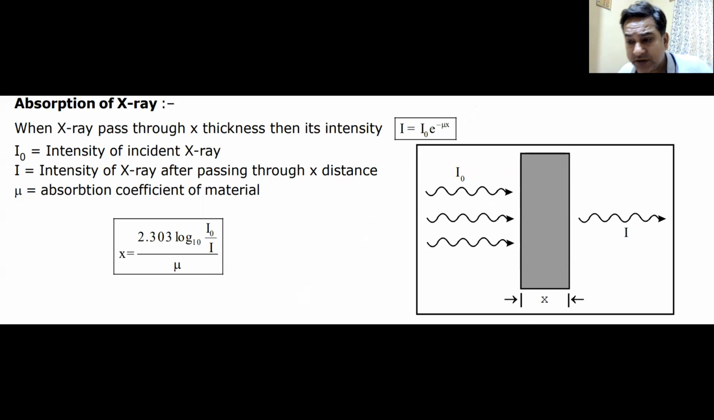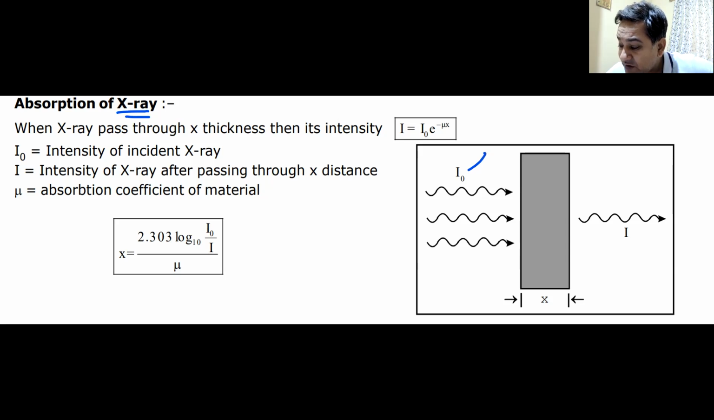Now there are two small topics that may not come, so I'll just go through them. Absorption of X-rays. I have not seen this ever coming in the examination hall, and I don't know whether it will ever come, but this is how the absorption comes. If a question comes, you just remember the formula. How it comes is out of the purview of this course. How much X-rays are absorbed, that is it.